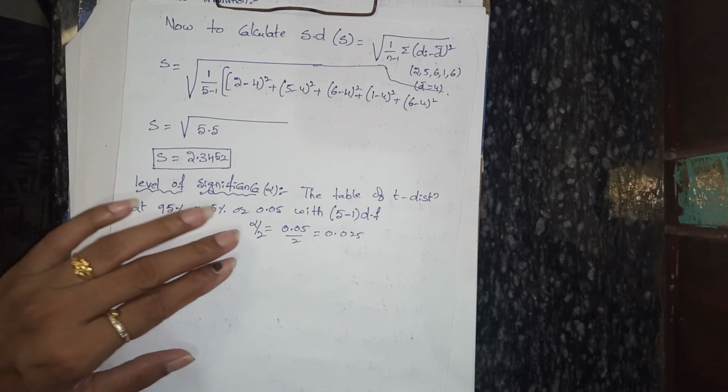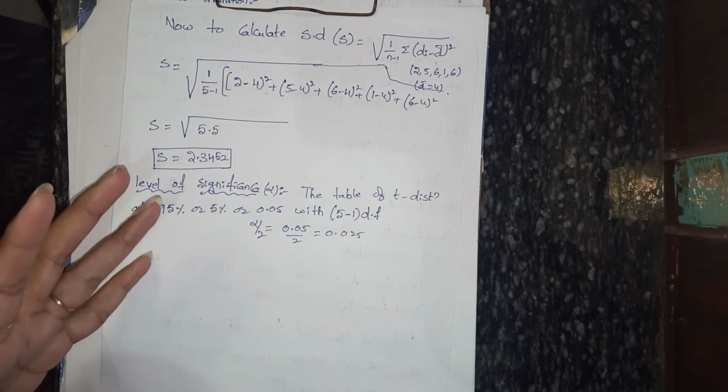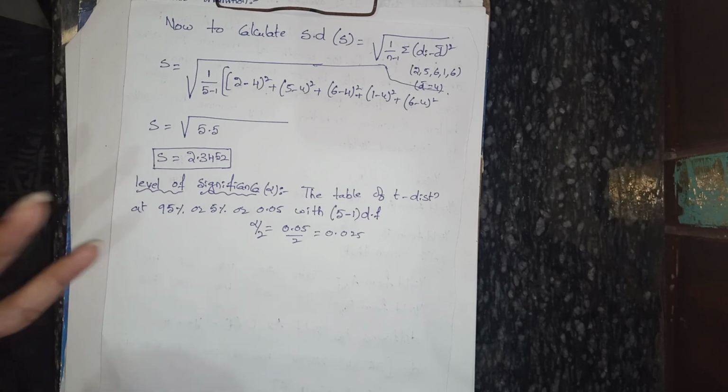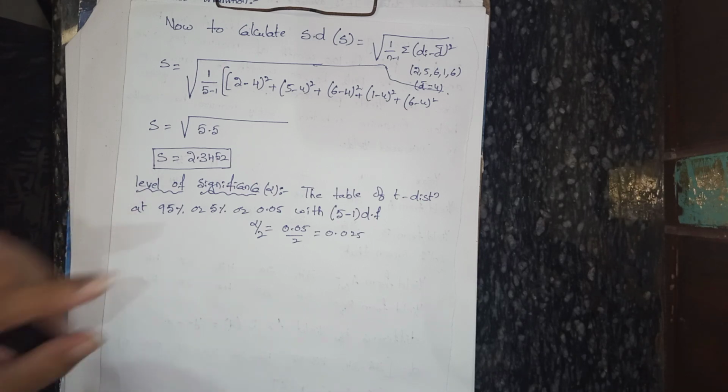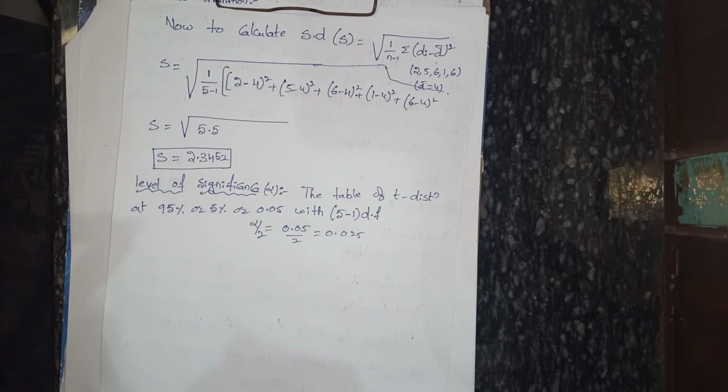Many students may be confused whether to take alpha or alpha by 2. See here, there is a small tip for when you have to select alpha by 2 and when you have to select alpha. When we are using two-tail test table values, we have to use alpha by 2. If we are using one-tail table values, we have to select alpha.